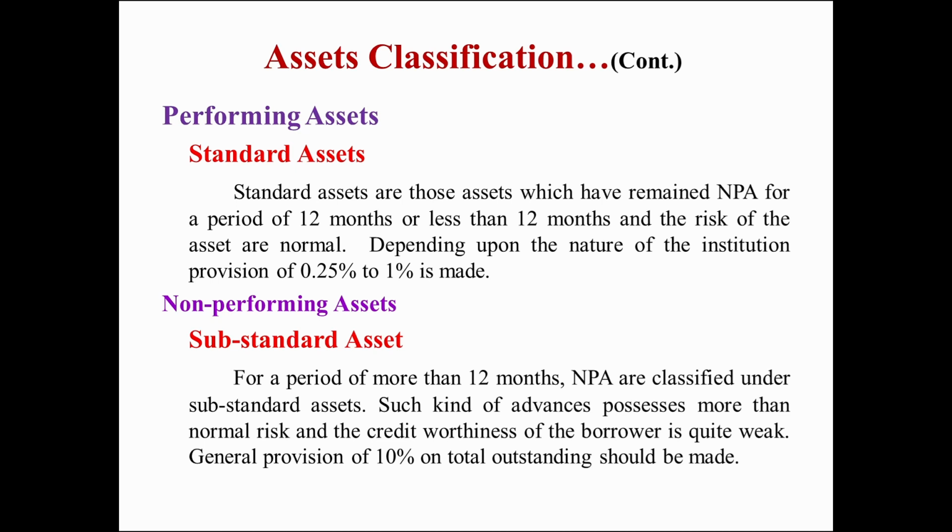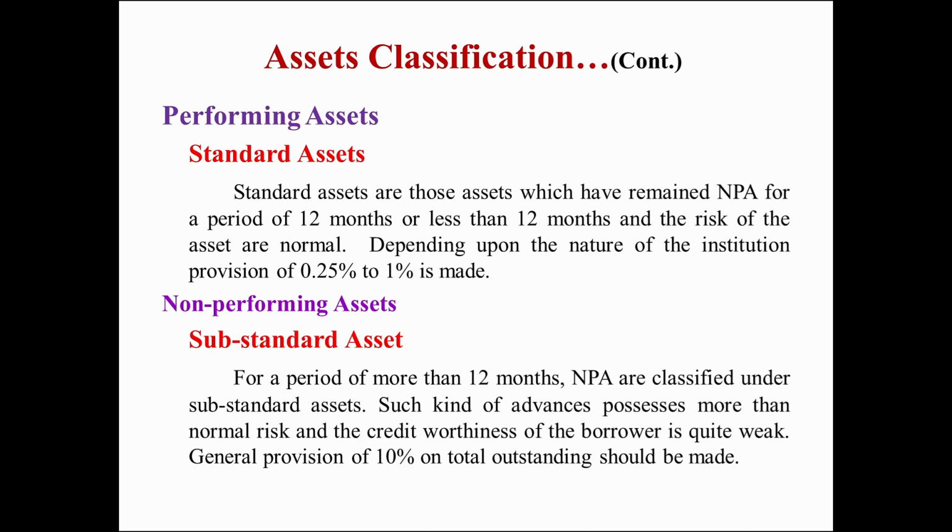Performing asset. Already we have seen that only the standard assets come under the category of performing asset. What is a standard asset? The standard assets are those assets which have remained NPA for a period of 12 months or less than 12 months, and the risk of the asset is normal. Depending upon the nature of the institution, a provision of 0.25% to 1% is made.